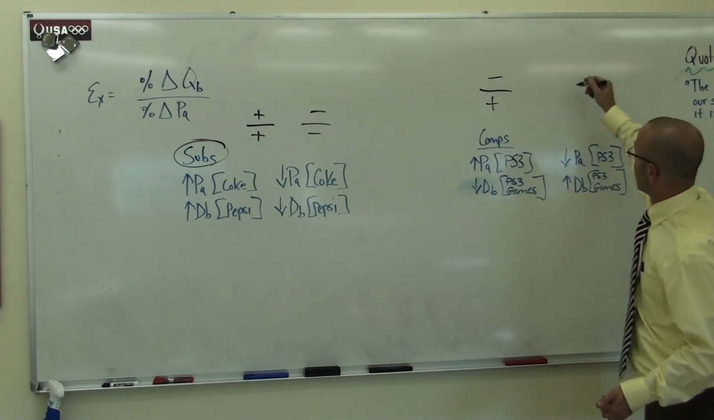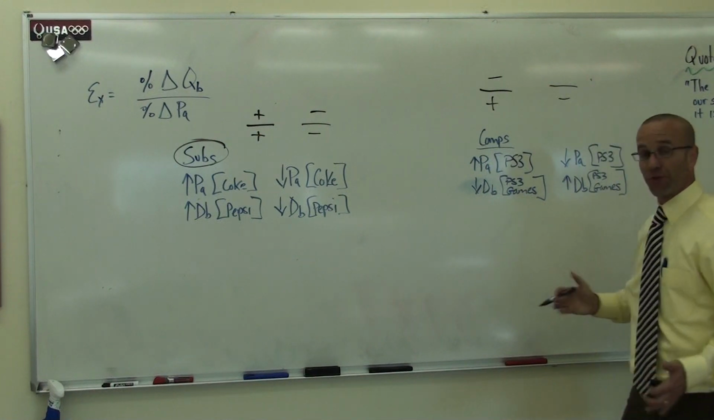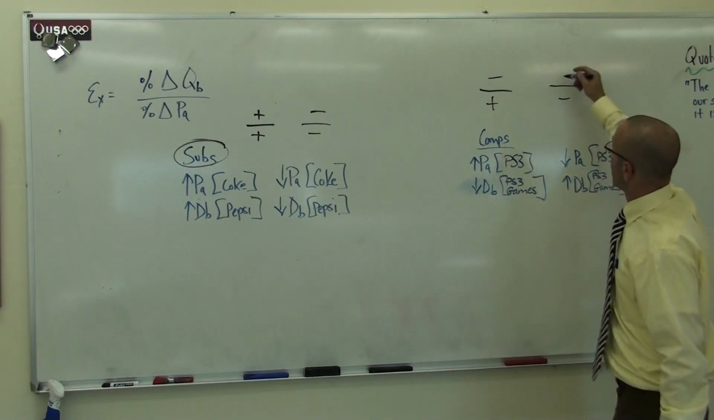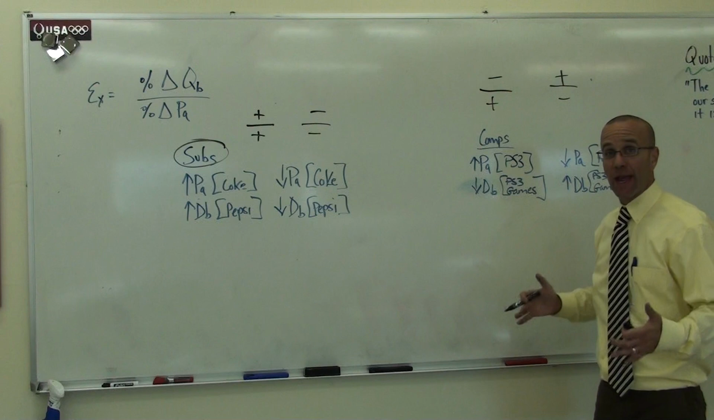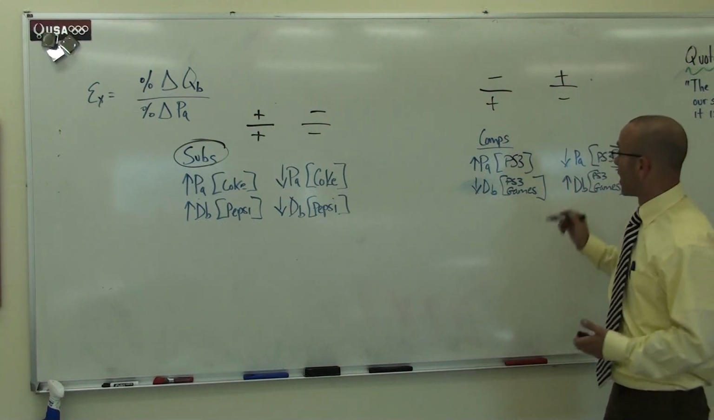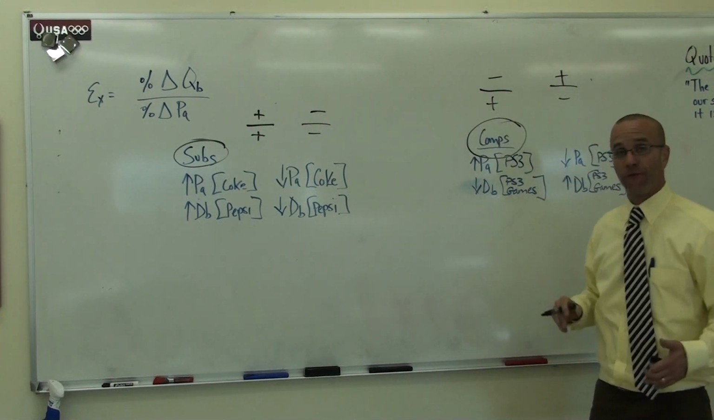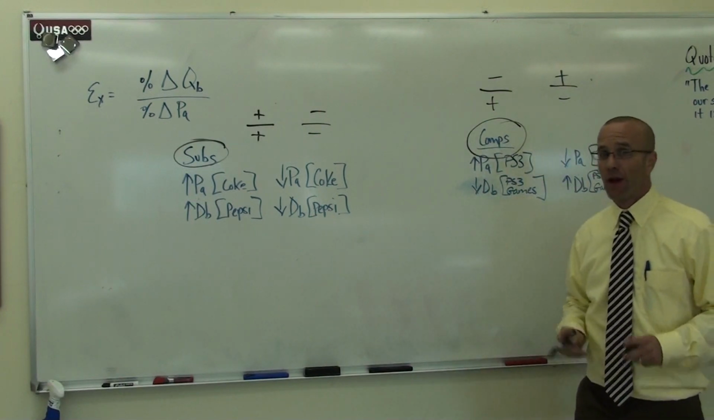Check out what happens over here. So let's say that the price of PlayStation 3s goes down. Well, more people now will demand PlayStation 3 games. Negative coefficient. Alright, so what happens when I get a negative coefficient? It means that they're complementary goods. Alright, you got it.